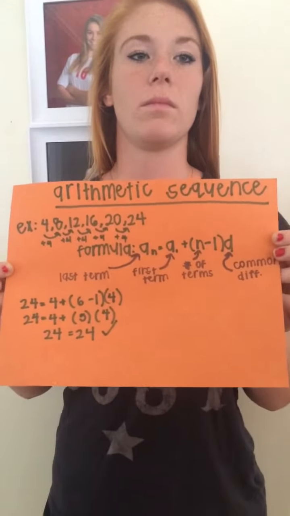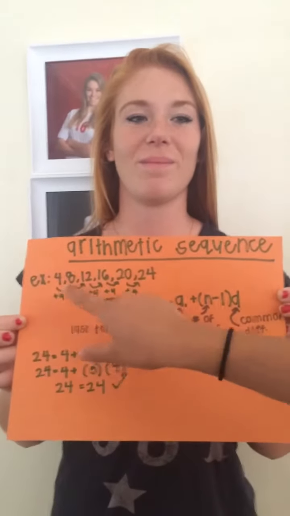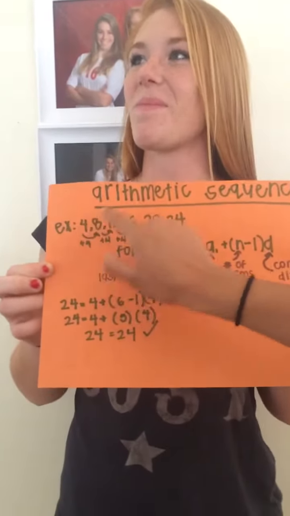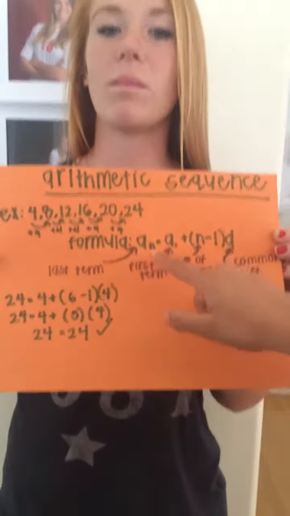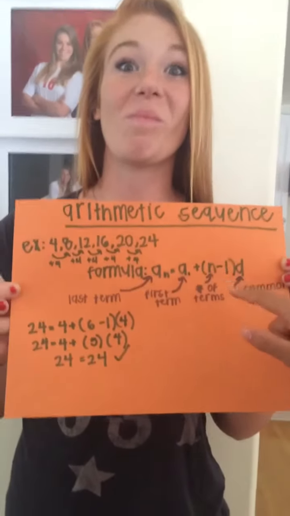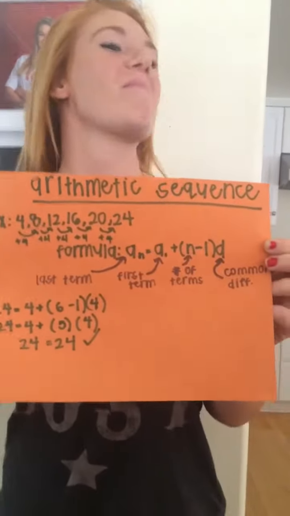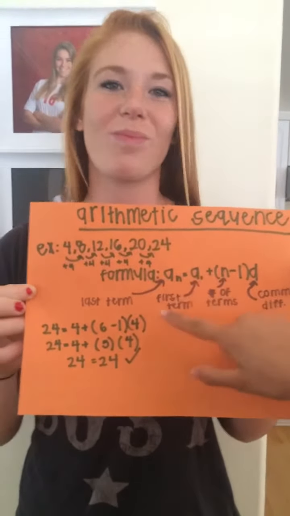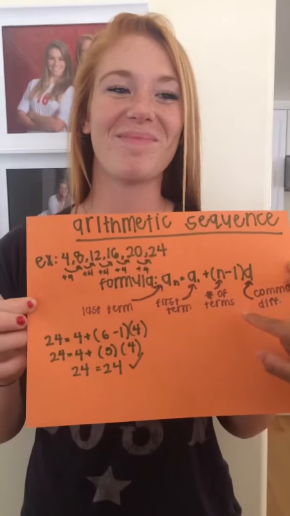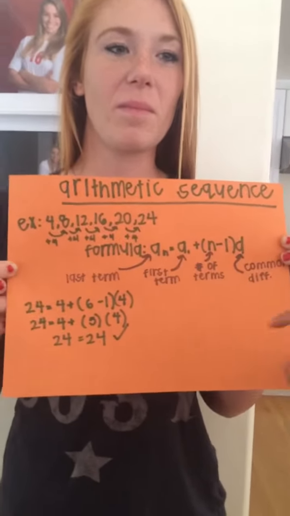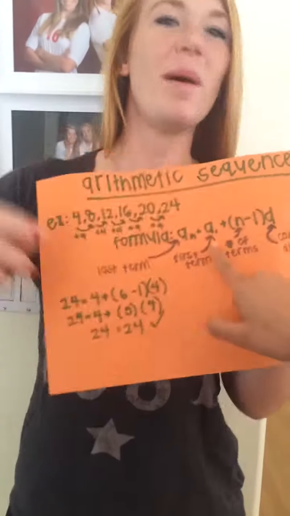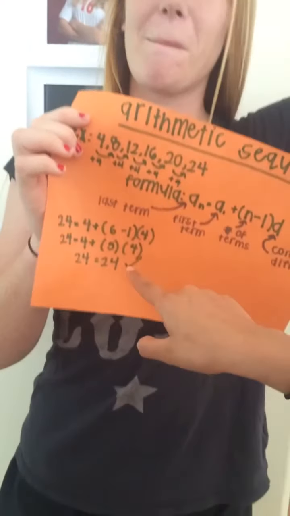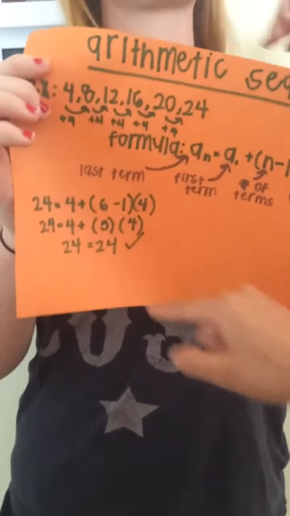The arithmetic sequence. So you have to find out the pattern that's going on. So you add 4 to each one. But you're not putting plus signs in between, they're just commas. So the formula is An equals A1 plus (n minus 1) d. So An is the last term, and then A1 is the first term, and then n is the number of terms, and then d is the common difference. So you have to plug in all the numbers from this example, and when you solve this, you have to check if they equal each other, so it's 24 equals 24.